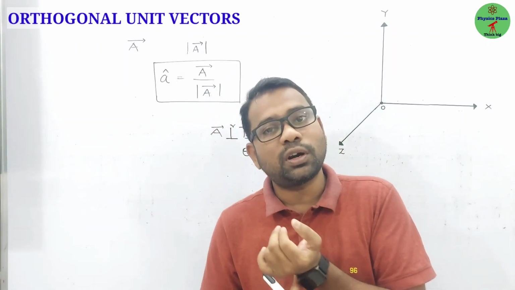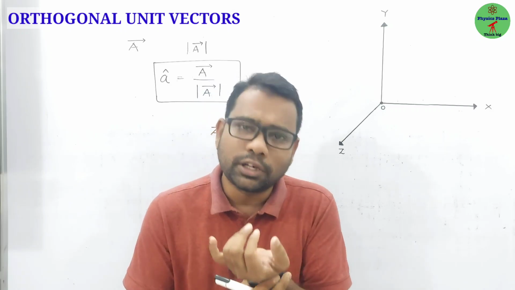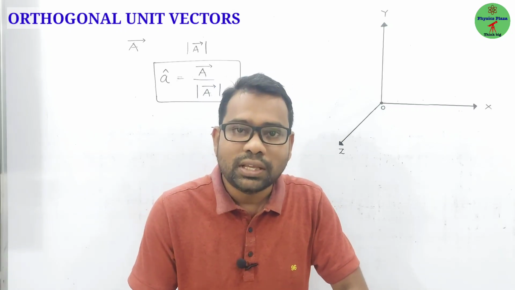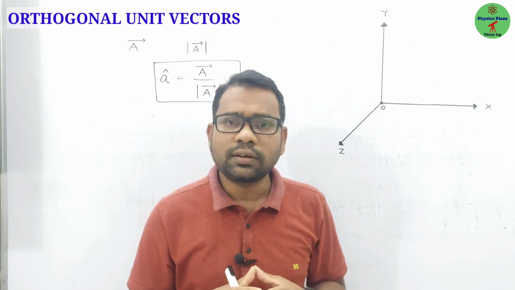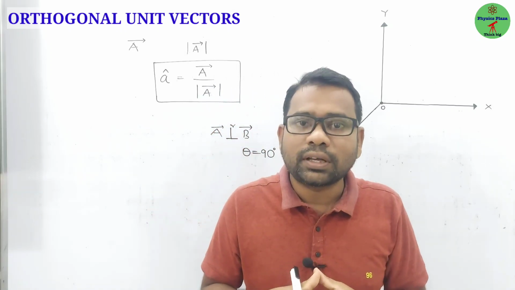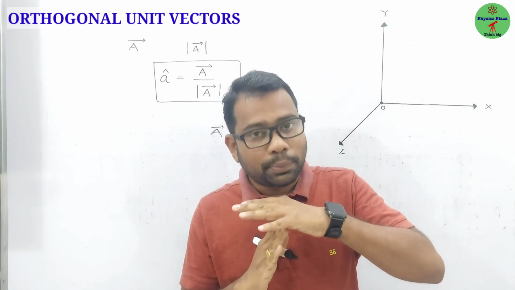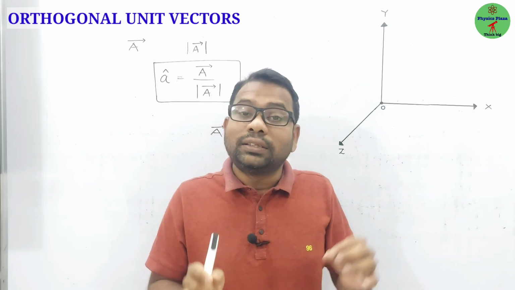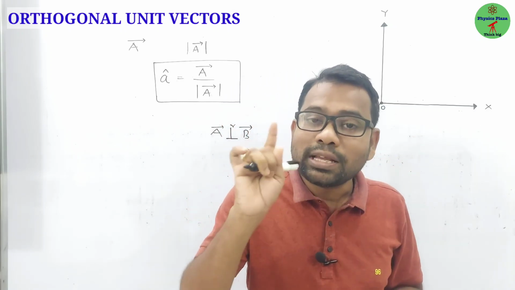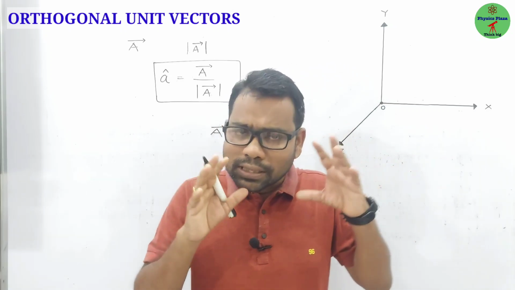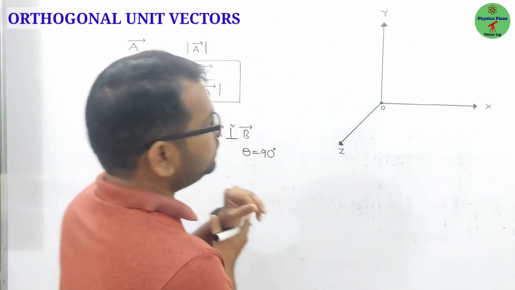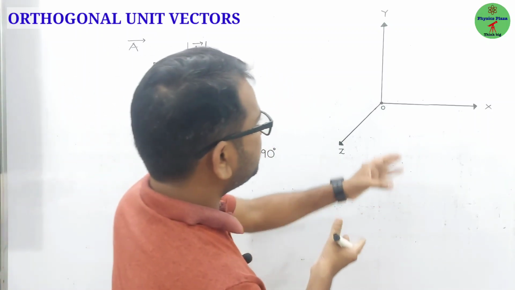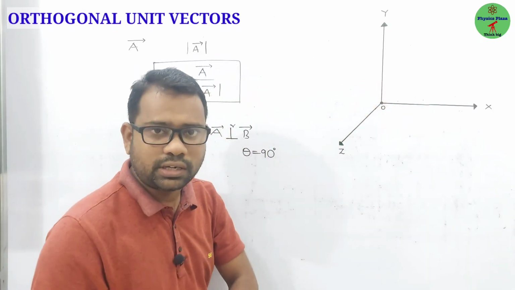And unit vector means with unit magnitude. But now our discussion is orthogonal unit vectors, which means that those vectors should be mutually perpendicular to each other and they should have magnitude 1 only. So let us consider such vectors. Okay, children, here is a Cartesian form: x-axis, y-axis, z-axis. It's three-dimensional, right?